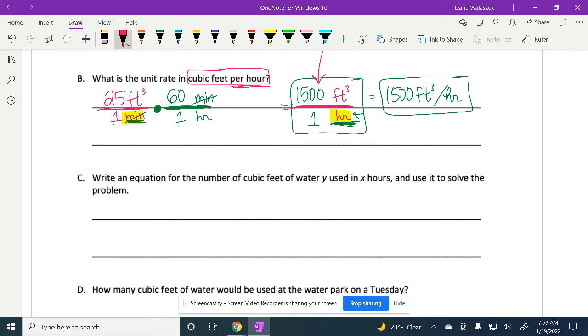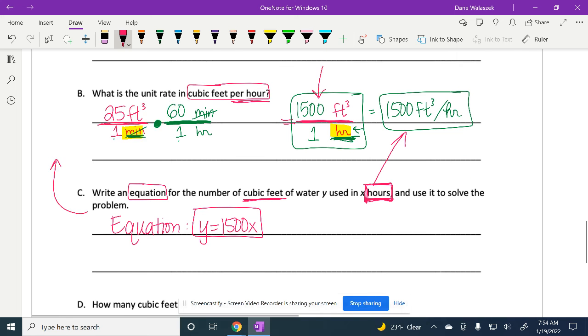When it asks me to write an equation for the number of cubic feet of water used in X hours, this is just telling me which unit rate to use. I want to use the one that's in hours, so I'm using this one. So my equation is y equals 1500x, that's my equation, and use it to solve the problem from way up at the top.